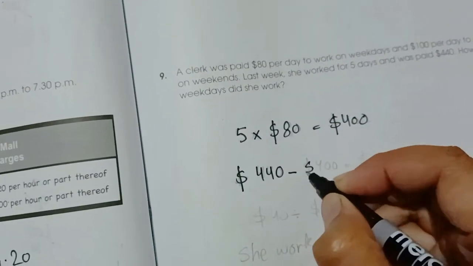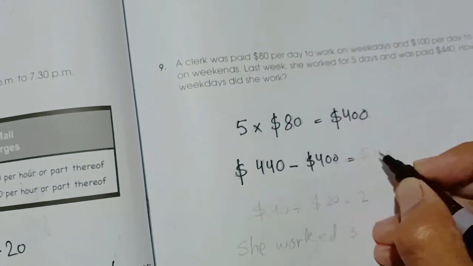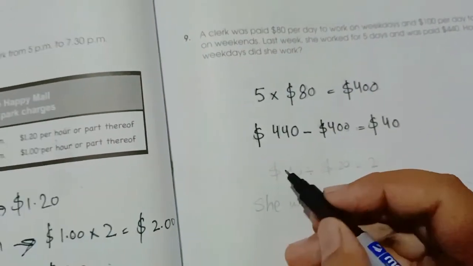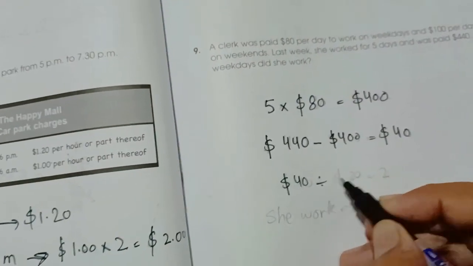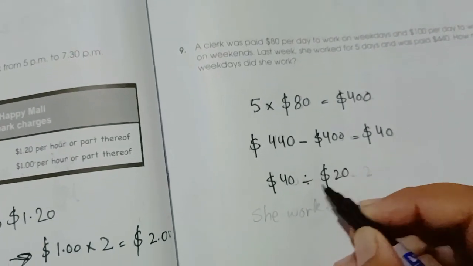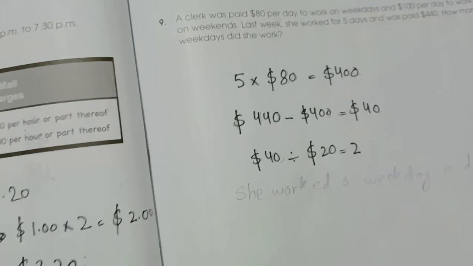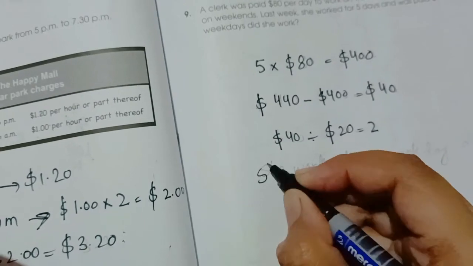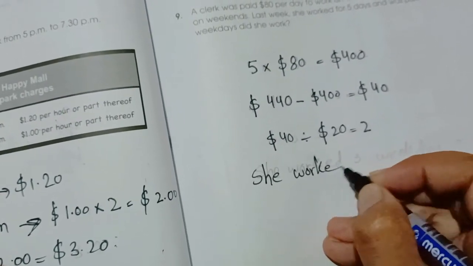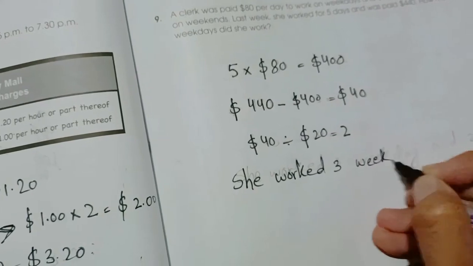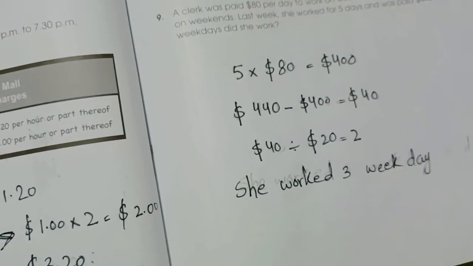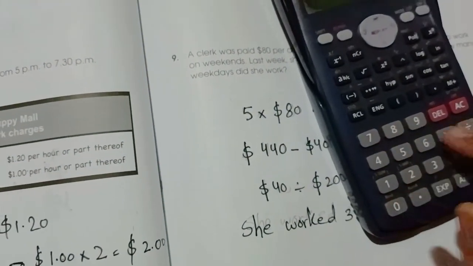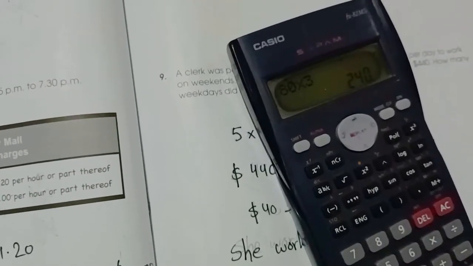Now we have to subtract this from the total amount she got, which is 440. 440 minus $400, so the answer is $40. $40 divided by 20. She worked 3 weekdays and 2 weekends. 3 weekdays means 80 multiplied by 3, 240.